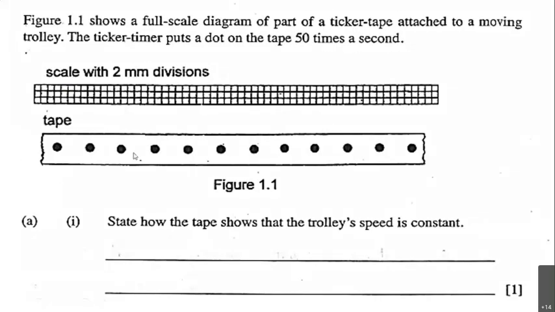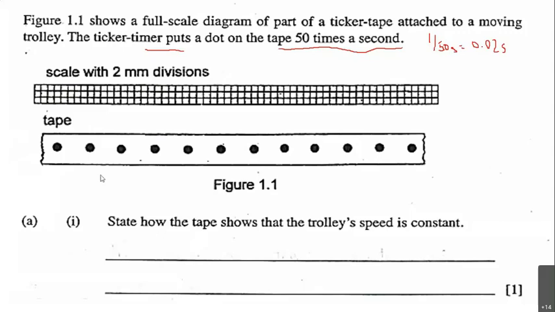All right, question. Say that the tape shows that the trolley speed is constant. So we have a ticker timer diagram. This part right here tells us that the time interval is 0.02. The ticker timer puts a dot on the tape 50 times a second. That translates to 1/50th of a second, or 0.02 seconds.